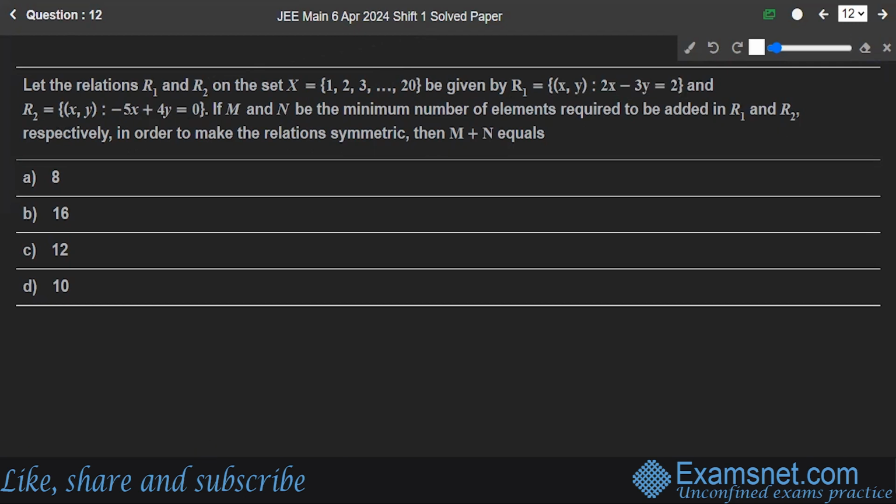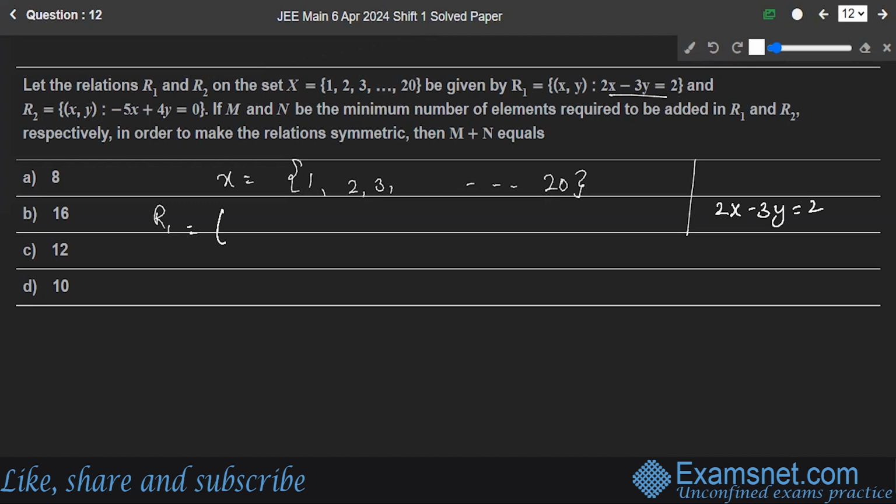Fine. So here you have the X is from 1 till 20, right? And what is R1? It says 2x minus 3y is equal to 2. So R1 is having 2x minus 3y is equal to 2. So let's take it. First thing, if I take X is equal to 1, I will be in fractions, which is not there.